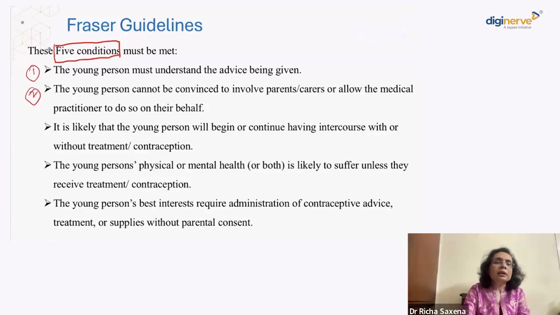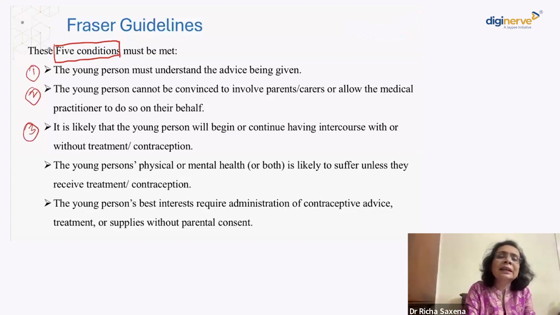Number 2, you cannot convince the young person. The doctor should try to convince the young person to involve their parents. If they themselves cannot involve their parents, then the doctor should also suggest that, okay, if you give me permission, then I will talk to your parents on your behalf. If the young person doesn't even agree to that, the doctor can also talk to their parents on their behalf. That is the second condition which needs to be fulfilled for Fraser's guidelines to be met.